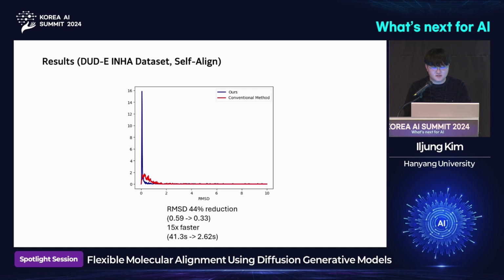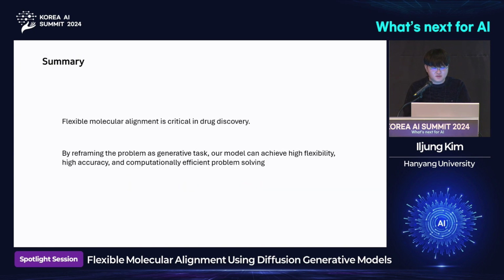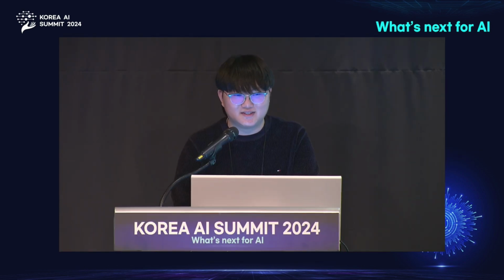And to assess our model's performance, we use the decoy data set for self-alignment as a benchmark, and our model shows 44% better performance with 15 times faster speed than the conventional method. So in summary, flexible molecular alignment is critical in drug discovery, and by reframing the problem as a generative task, our model can achieve high flexibility, high accuracy, and computationally efficient problem solving. Thank you for listening.